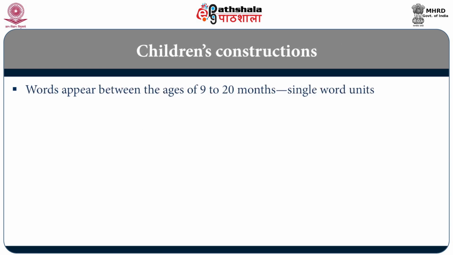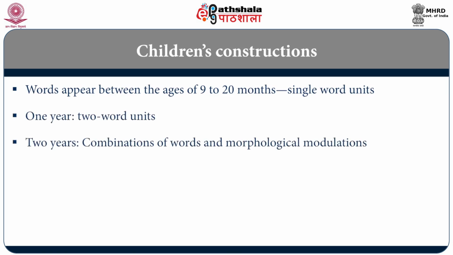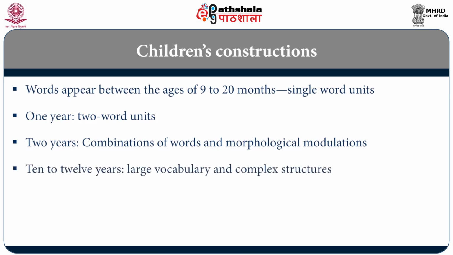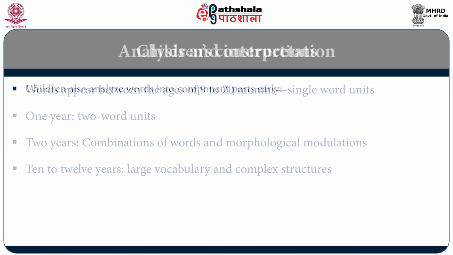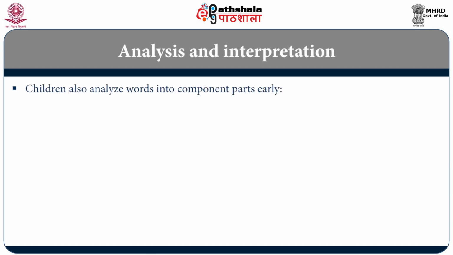Children generally begin to construct words by the ages of 9 to 20 months. At this stage, they usually create single word units. By the age of 1 year, they begin to construct two-word units. By the time they are 2 years old, they start to combine words and also add morphological modulations onto words. By the time children are 10 or 12 years old, they have a large vocabulary and complex structures at their disposal. Children analyze words into component parts quite early.